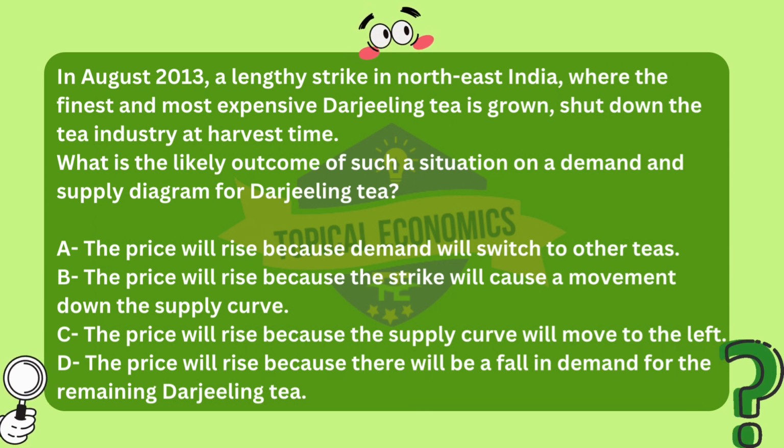When the supply curve shifts to the left, the quantity of tea available in the market at each price level decreases. If demand for Darjeeling tea remains constant or relatively unchanged, the result will be a higher equilibrium price and a lower equilibrium quantity, reflecting the scarcity of the product.